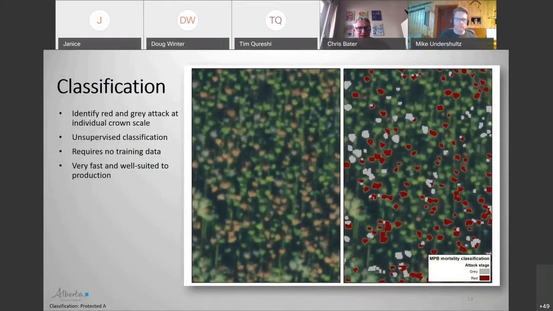And this is what the classification looks like. We separate red and gray. And again, it requires no training data; it's really up to an analyst or interpreter's ability to assign these otherwise unlabeled classes into their correct categories. So again, we were extracting the red and the gray crowns. We did not map the green crowns, just the red and the gray. So next slide, Mike.